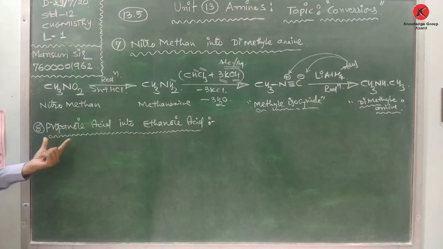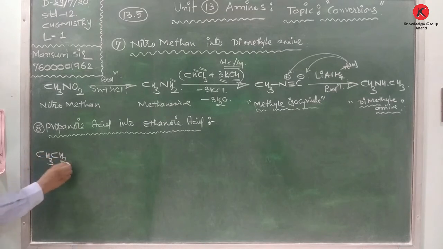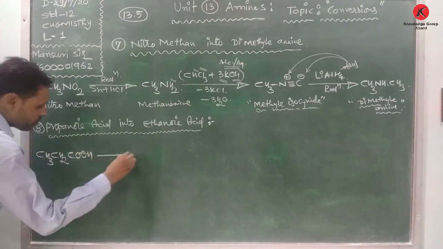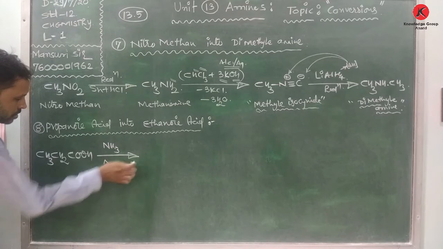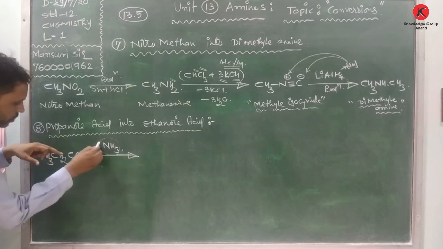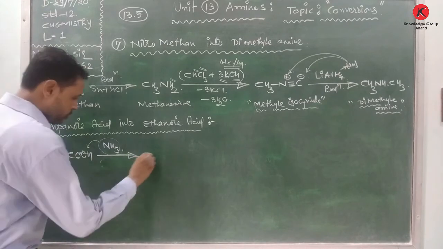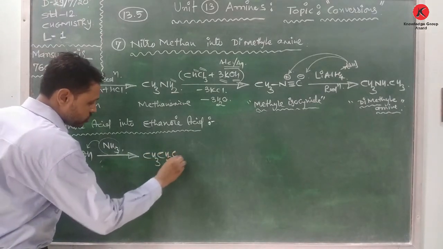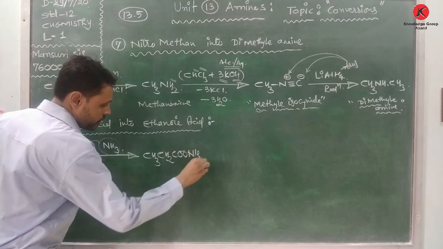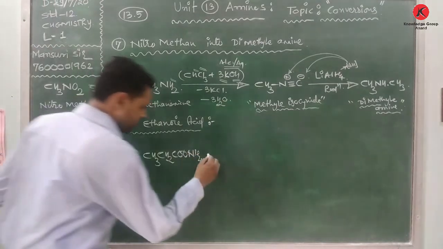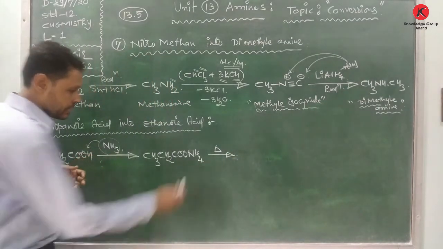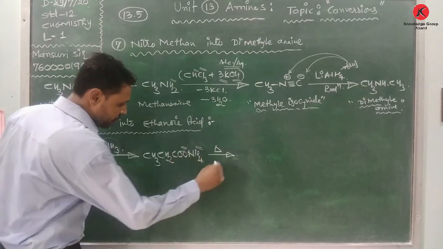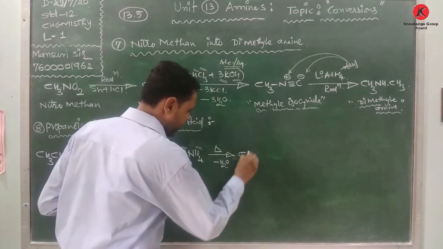Now propanoic acid into ethanoic acid. Here we will write propanoic acid CH3CH2COOH. Now it reacts with ammonia, then ammonia goes toward this carboxylic group, so CH3CH2COONH4. This is ammonium propanoate. After getting this substance, when heating is done, then water will be removed, so propanamide is formed.